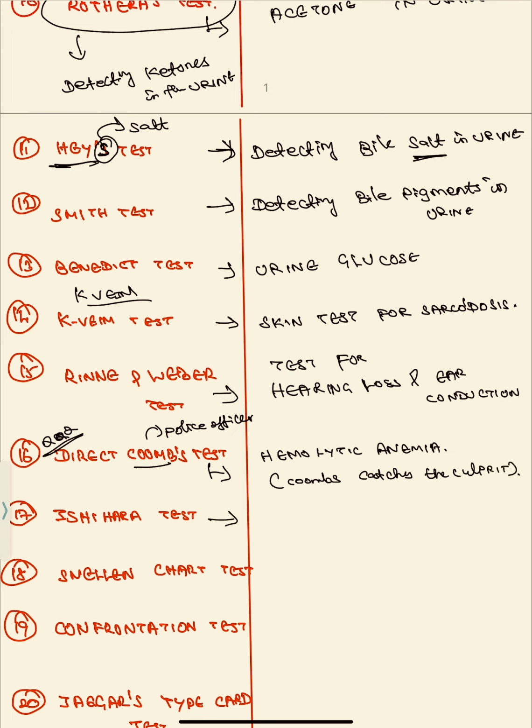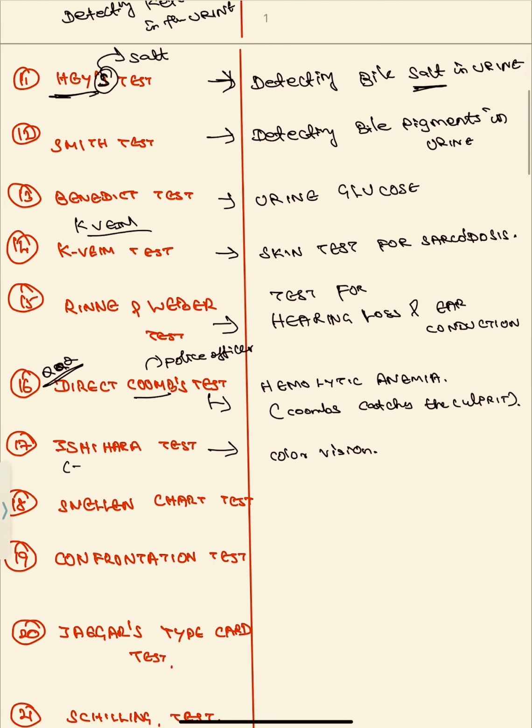Ishihara test is for color vision. Test for color blindness people. Snellen chart test. It measures distance vision, like 6/36. Snellen chart is for measuring distance vision.